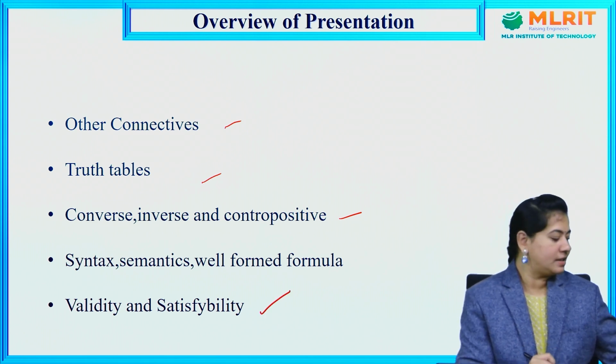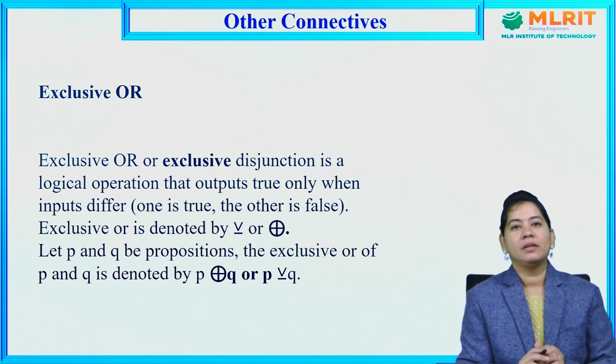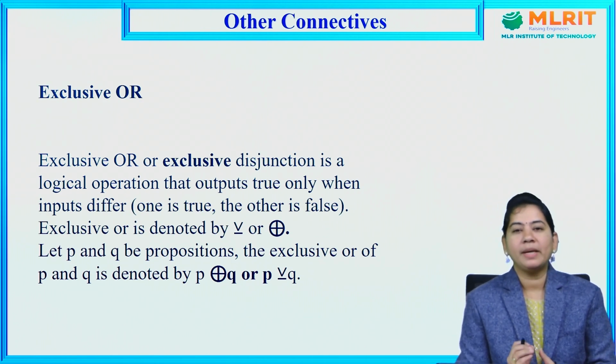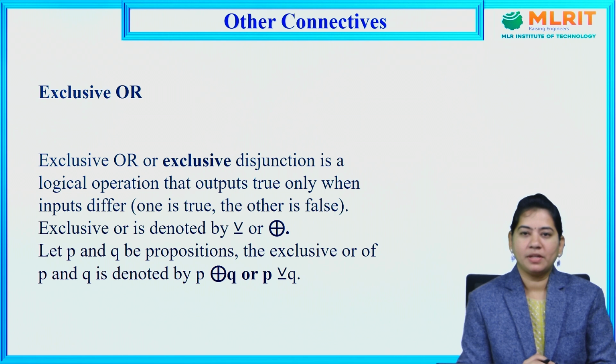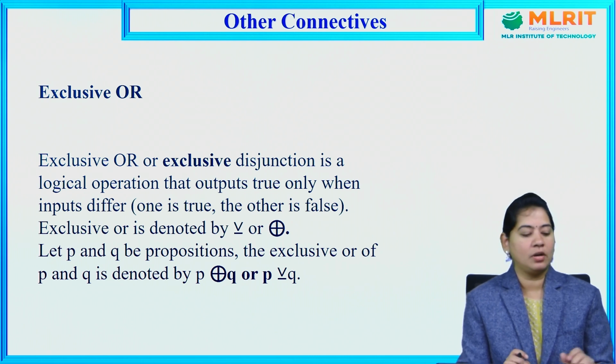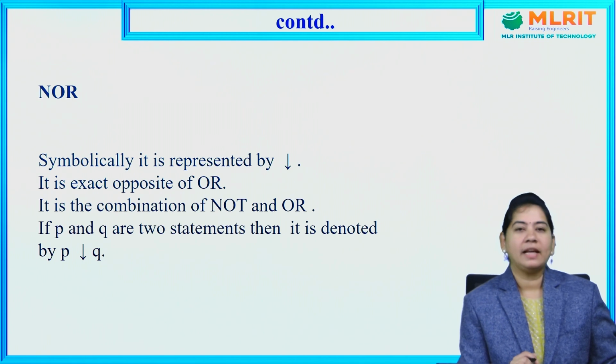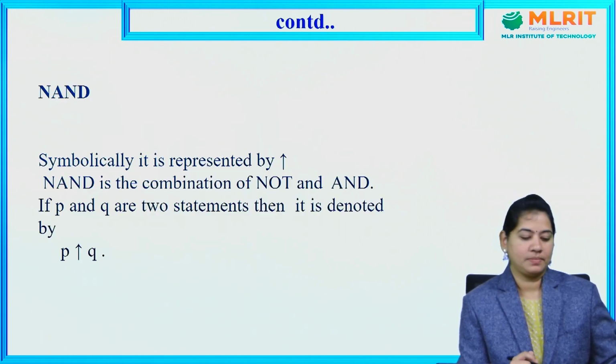So first let us understand the first one, other connectives. In the previous session, we discussed 5 basic connectives: negation, conjunction, disjunction, implication and biimplication. And we have seen some truth tables, how to construct the truth tables. Along with those 5 connectives, we also have 3 other connectives, called exclusive OR, NAND, and the last one is NOR. So let us see them one by one along with the truth tables.